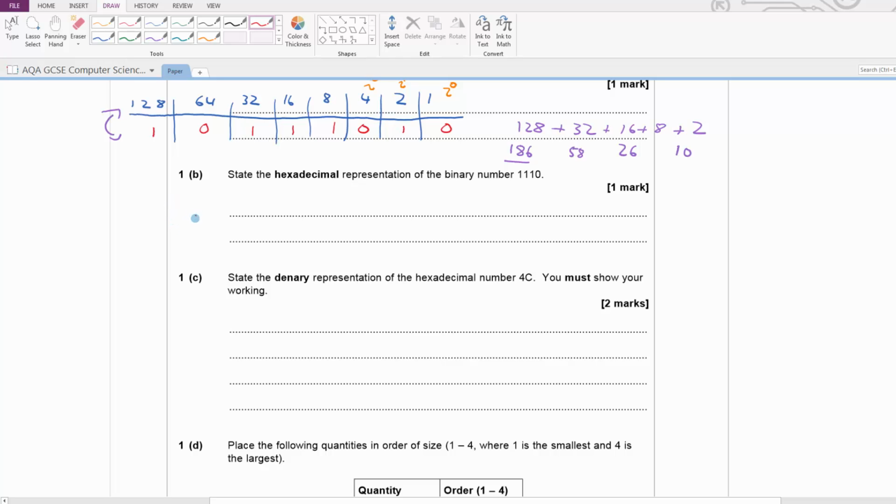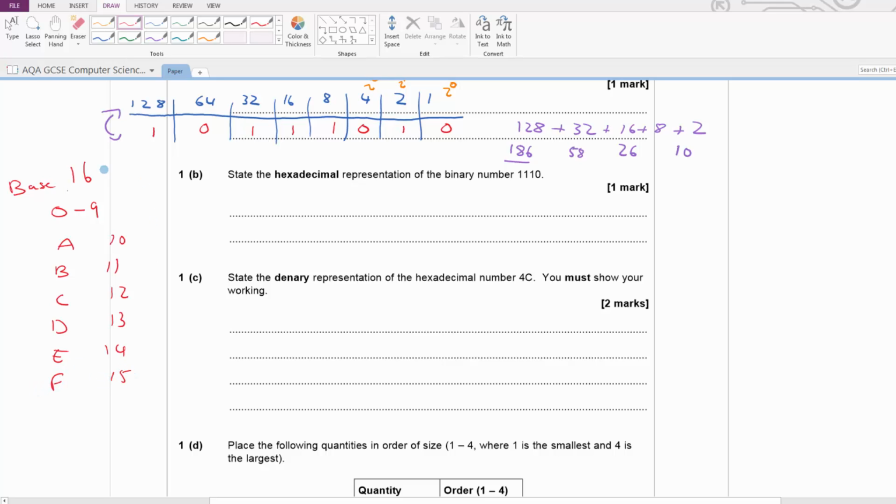So part B is following on with conversions. Now we've got to state the hexadecimal representation of the binary number 1110. So hexadecimal is another numbering system, and this is now base 16, and so we have 16 digits. We have 0 to 9, which is shared with denary or decimal, and then we have another 6 digits that are separate. So we have A, which represents 10, B representing 11, C representing 12, D 13, E 14, F 15.